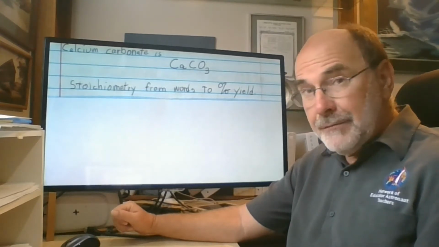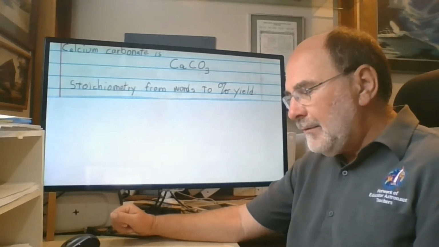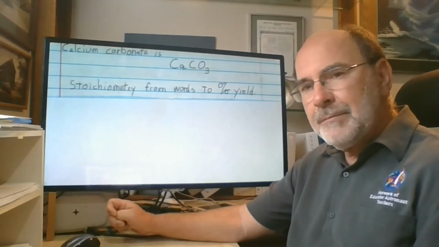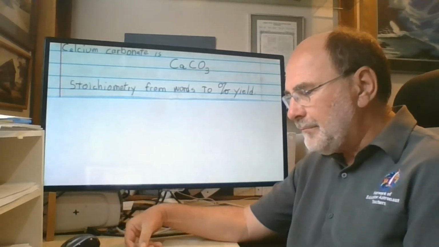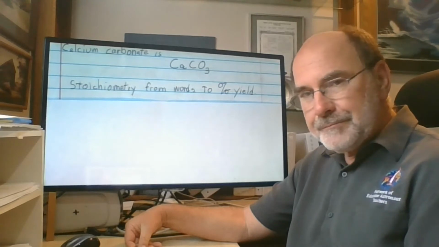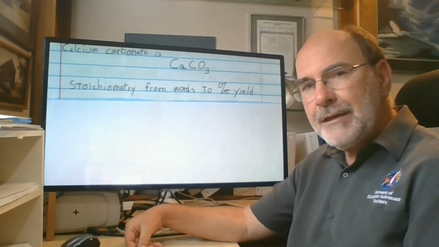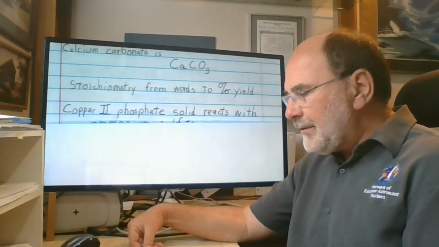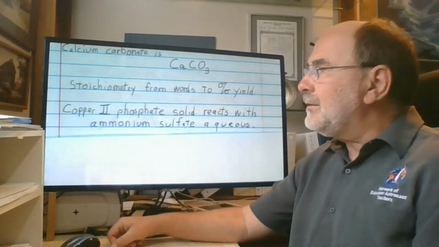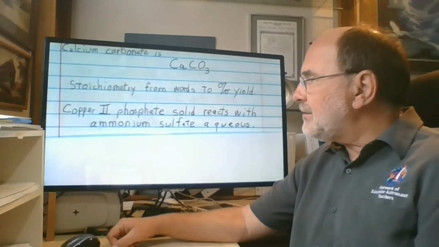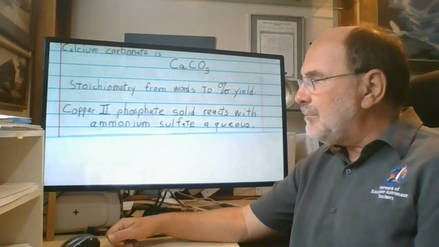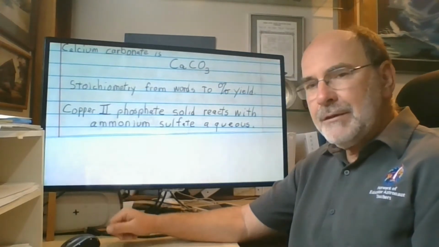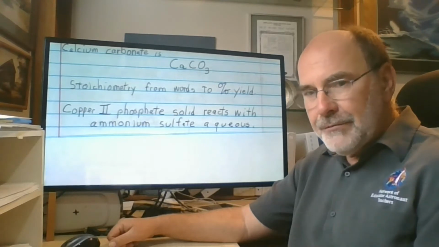So many of you who missed yesterday's Google Meet, I'm going to do an example problem today, and this should end up our unit of stoichiometry. So starting from a word problem and going all the way through to calculating what the percent yield is, here we go. I randomly found some problem, and in words it said this: copper 2 phosphate solid reacts with ammonium sulfate aqueous. So given just that much, please go ahead and pause this video to do it yourself.